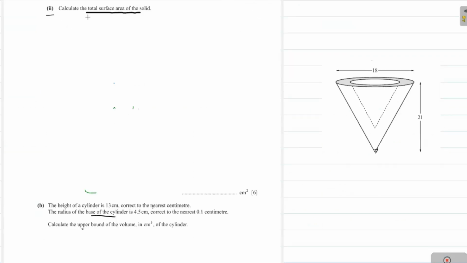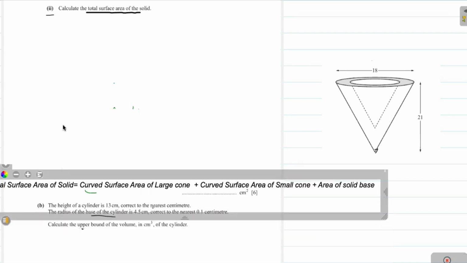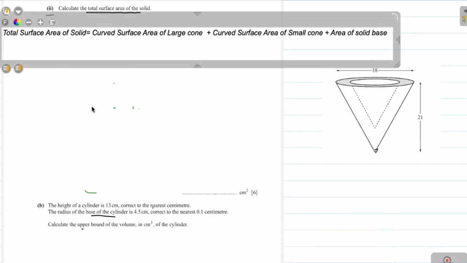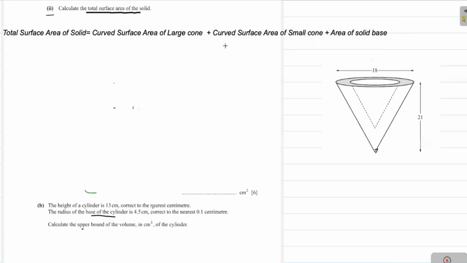Part two: calculate the total surface area of the solid. This is the solid, and this solid has three surfaces. One is inside the small cone, the other is the outer surface area of the large cone, and third is the base of the cone. Therefore, the total surface area will be equal to the curved surface area of the large cone plus the curved surface area of the small cone plus the area of the solid base.